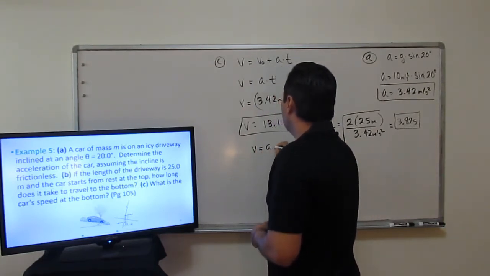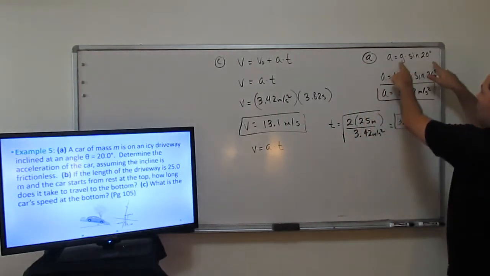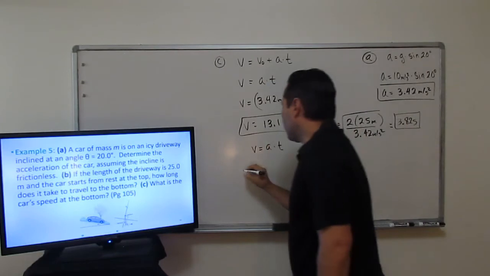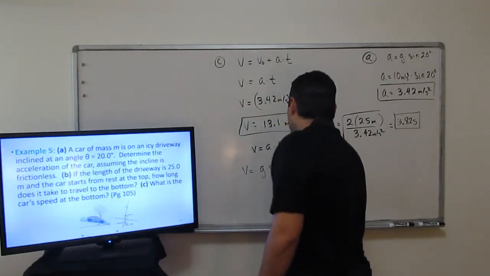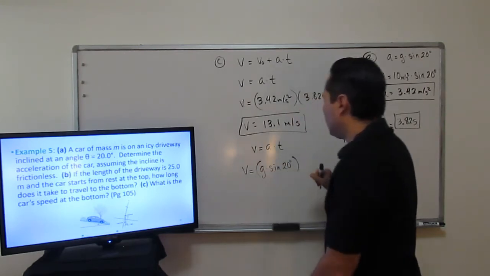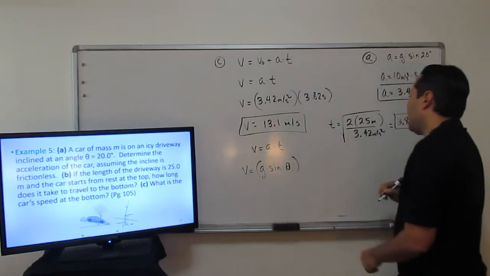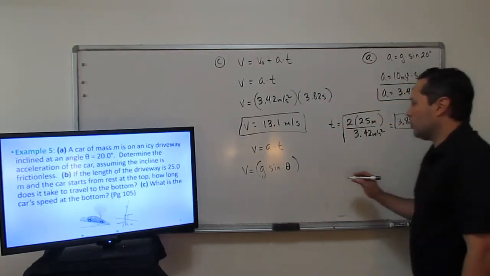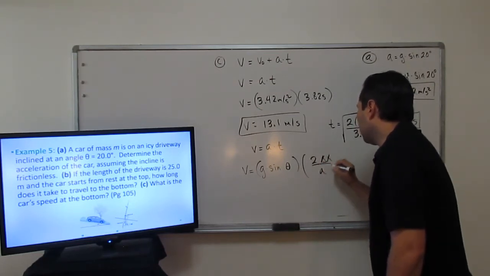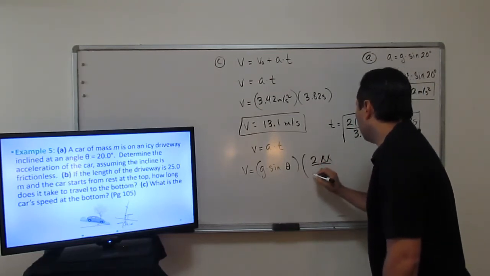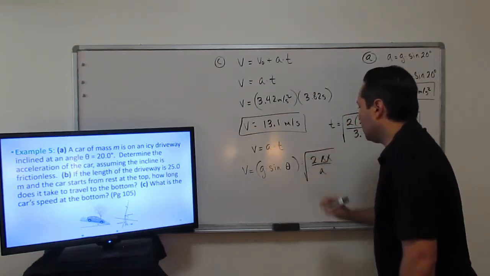And how do we get A? Oh, this was the formula for A right here. So I'm going to substitute that in. G times sine 20. Let me put, instead of the 20, theta so it can be any angle. And the time, well, I erased the formula, but it was this, the square root of 2 times displacement over the acceleration. In the parentheses, I'll just put that.